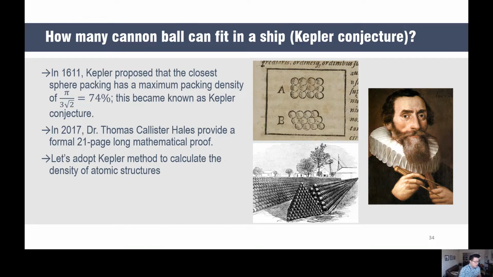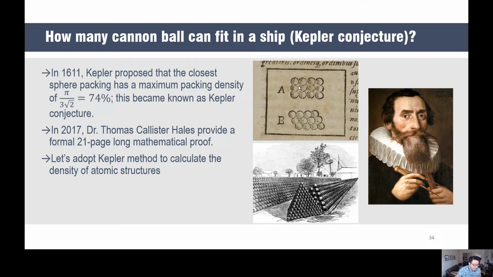I'll give you an example. Kepler was working on this problem, trying to find out how many cannonballs can fit on a boat, and he found that there are many ways to stack these cannonballs. So here's his early publication, and he found what is called the Kepler conjecture. He worked out a solution, and he said that the closest packing you can have of cannonballs is around 74%. The reason is that spheres cannot fit in space fully packed. There is always going to be some space.